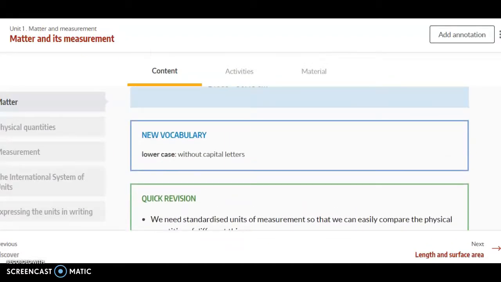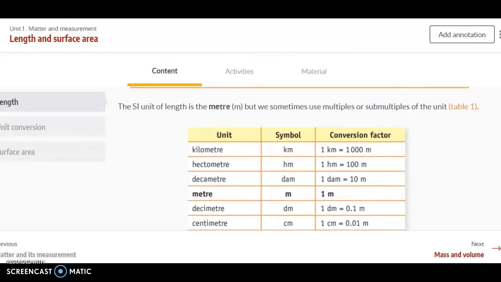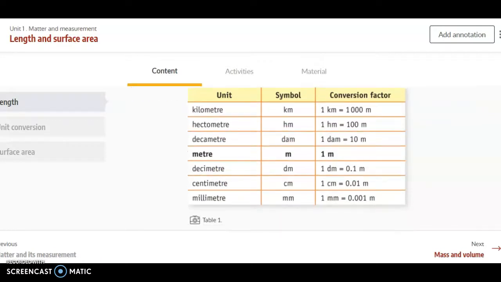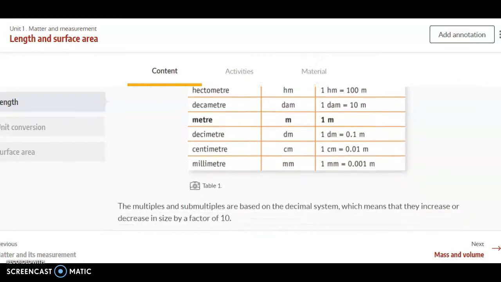The next one is the lesson on length and surface area. You have to know what length is. Make sure that you understand that the meter is the basic unit of length. It has multiples, which are larger units than the basic one, and submultiples, which are smaller units than the basic one. The multiple units are decameter, hectometer, and kilometer. The submultiples are decimeter, centimeter, and millimeter.